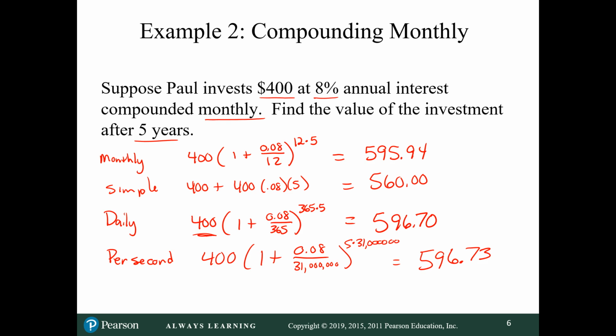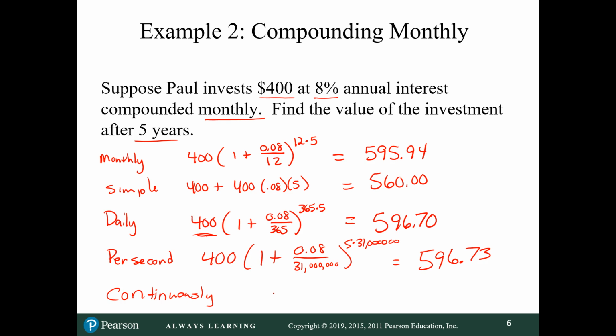Could we compound it even faster than that? Wait, but if you're adding 8% 31 million more times, you're dividing your rate by 31 million too. So that rate is super, super tiny. And so that's where the trade-off is. These diminishing gains are kind of reminding me of an asymptote. Yep, and this is exactly where we're getting with this.